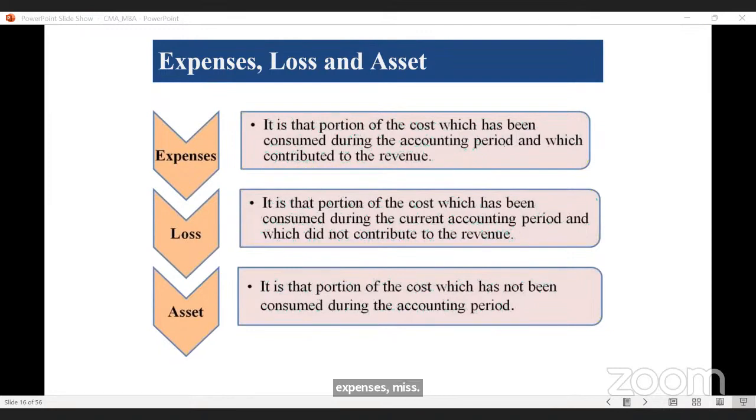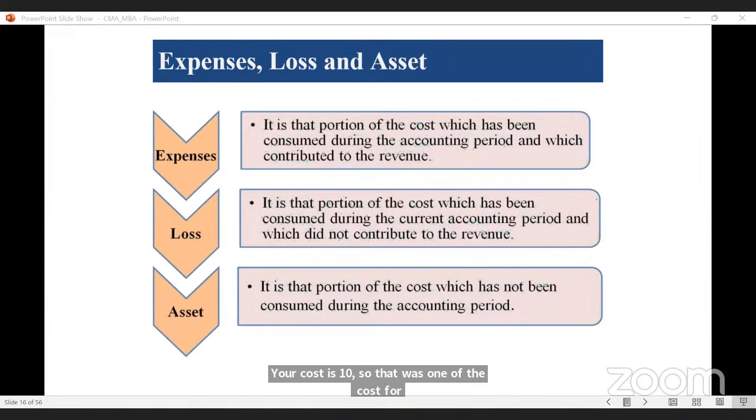The benefit may be a single benefit, or sometimes you are getting a bundle of benefits. So here we can say it is that portion of the cost which has been consumed during the accounting period and which contributed to the revenue. So it is that portion of the cost. Like this pen: you are paying 10 rupees. So 10 rupees is your cost you have already expended to get the benefit. That means what is the expense? It is that portion of your cost. Your cost is 10 rupees, and that portion of the cost which has been consumed.